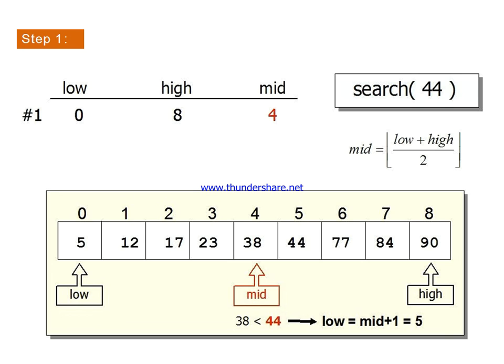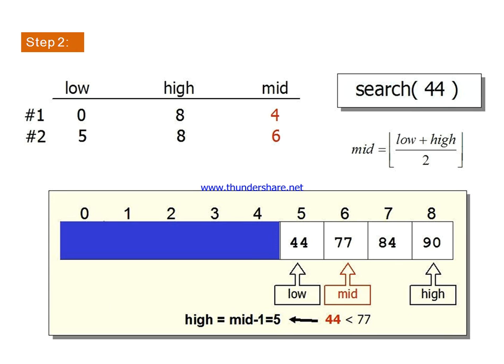You can take either 6 or 7, any value. Here I am taking 6. That is, middle is 77. The searching element 44 is not the middle, but it is less than the middle. Then go to the first half, not the second half. So high becomes mid minus 1.